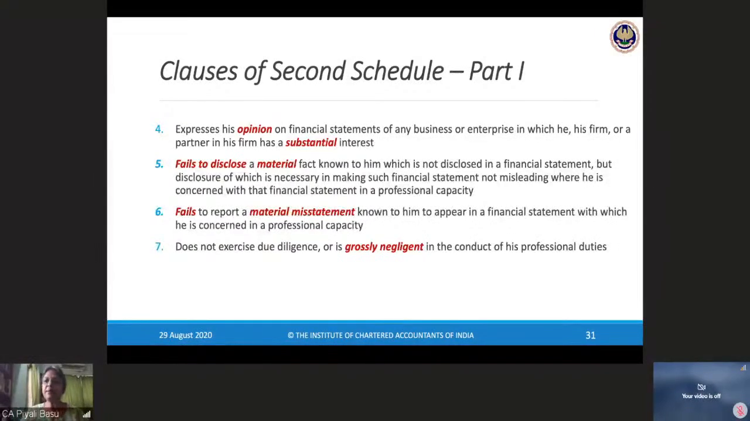Now, whether it is material, you have to come to that figure. That will vary from organization to organization. I do not want to give you a figure. Materiality is calculated based on the auditing standard. Keep that in mind.